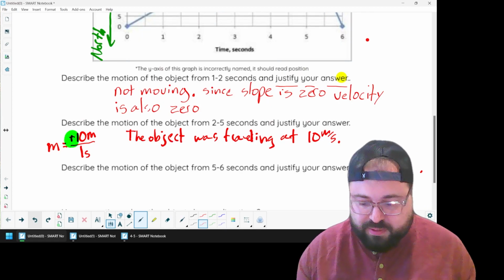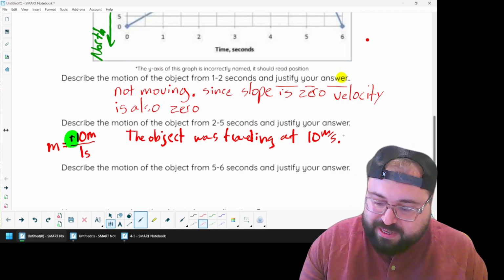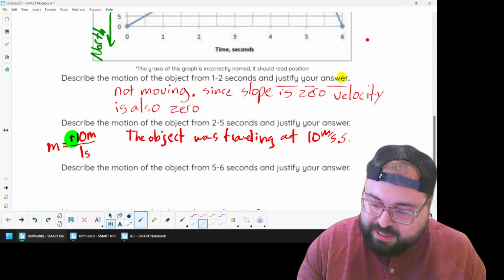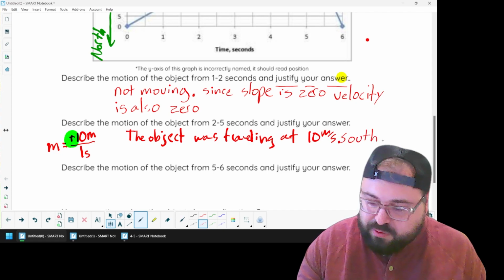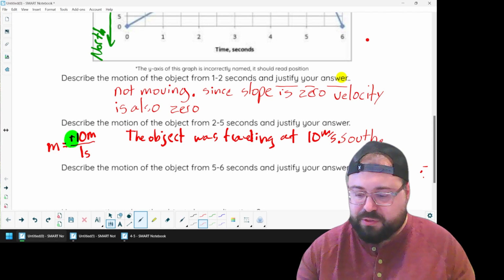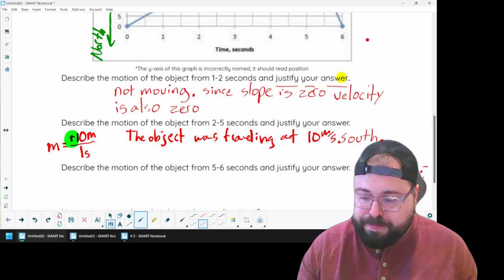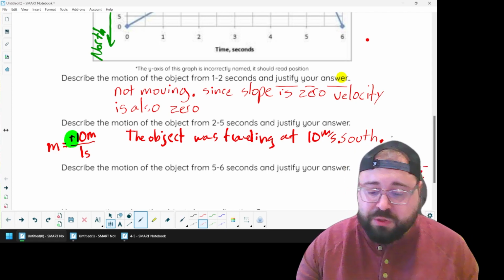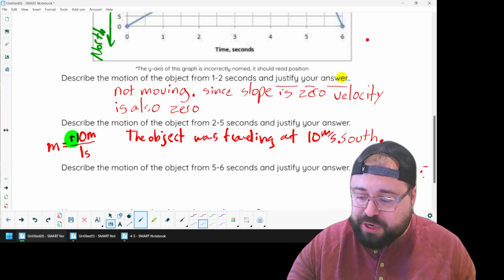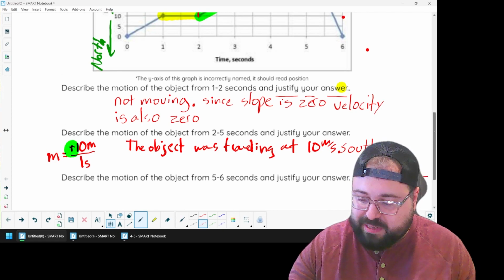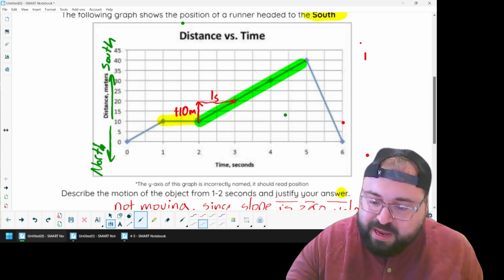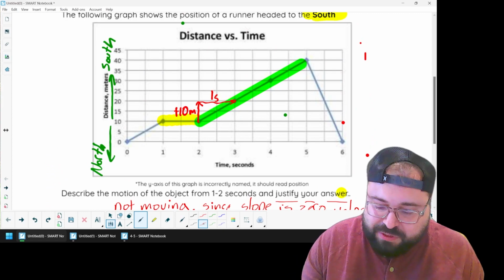Undo. There we go. The object was traveling at 10 meters per second south, right? And then we'll say also, was the slope changing? So that's the other question we've got to answer here. Was the slope changing? So if we look at this, is the slope changing?